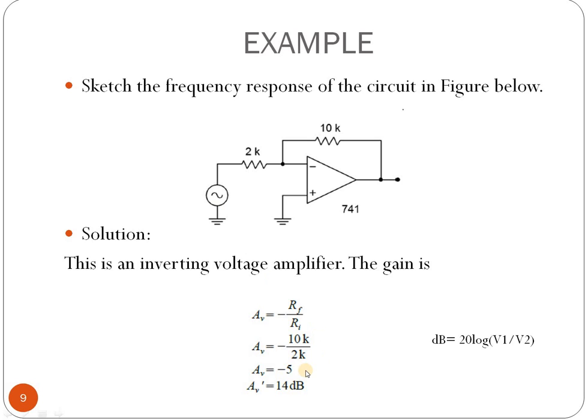So this is minus 5 in voltage gain, but we need to convert it into decibel, and the equation is dB equals 20 log V1 by V2, where V1 by V2 is the gain. Using the calculator we find that it is 14 dB, and this 14 dB is the gain that we will draw in the frequency response curve. That will be the highest gain.